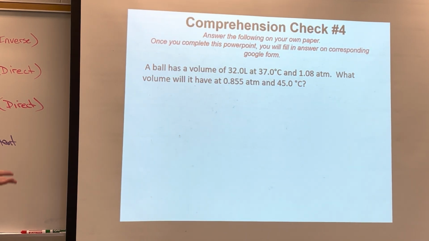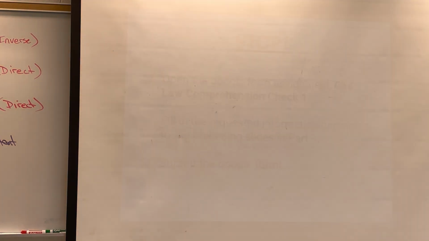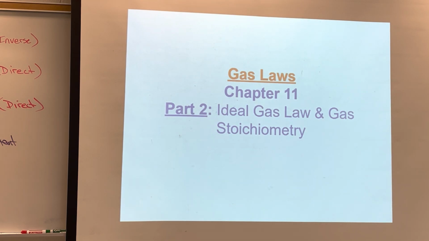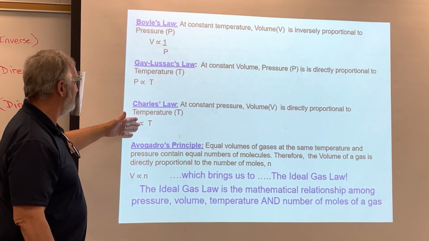Here's another comprehension check. If you want to do more practice, you can do that one on your own. Here's just a table of everything we've talked about, what's held constant in the relationship. That's basically what I have on the board right there. We're not going to do those. So let's talk about the ideal gas law. We have Boyle's law, Gay-Lussac's, Charles' law.